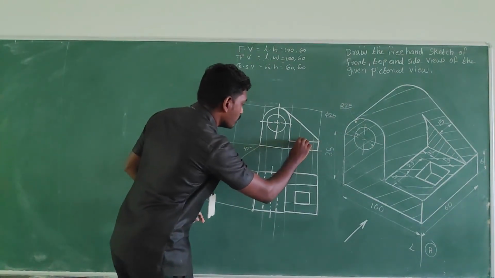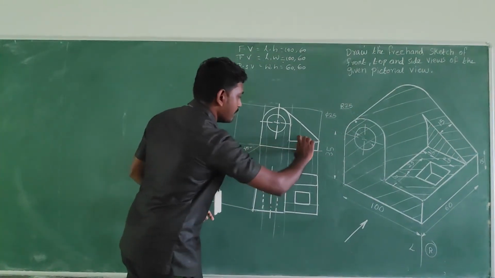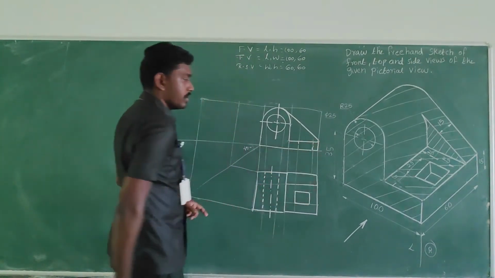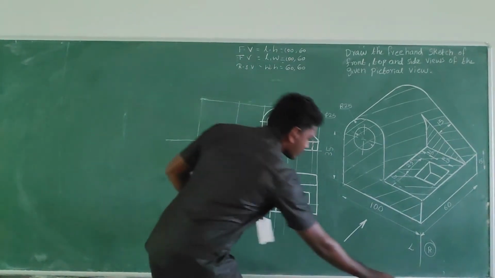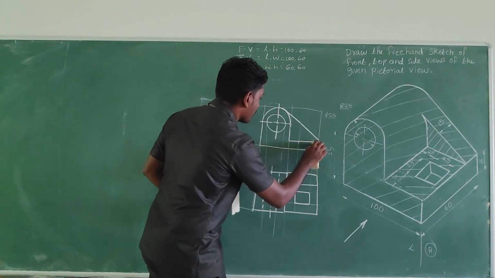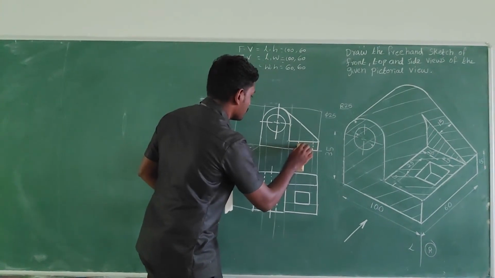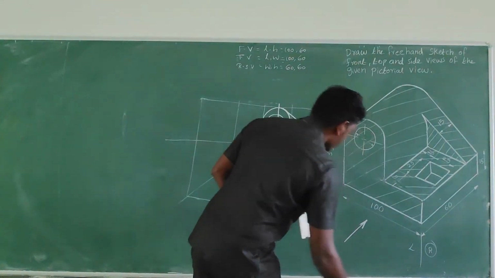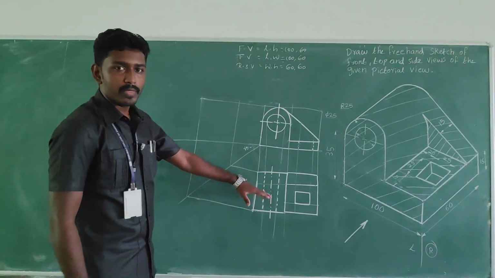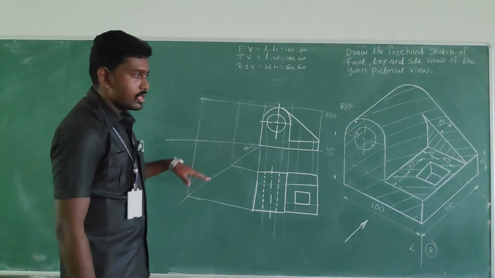So how to make the dashed line in the base? Only in the base, like this. So it should be a dashed line. Okay. Now we have successfully completed the front view and top view. Now we can move to the side view.